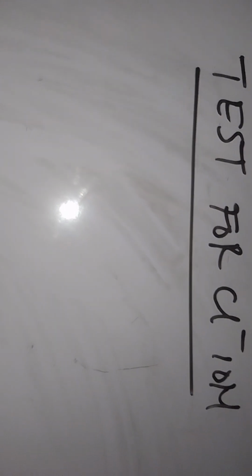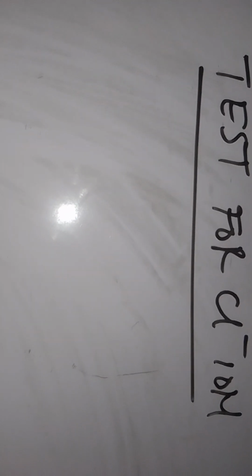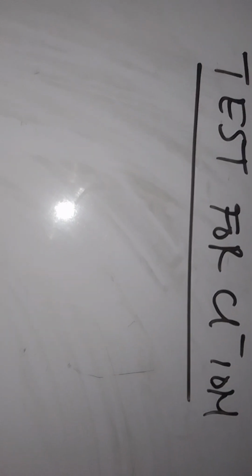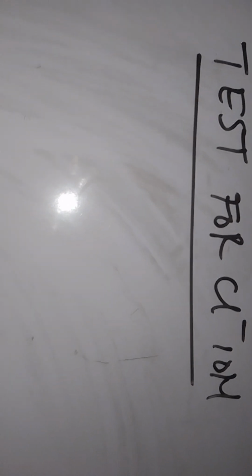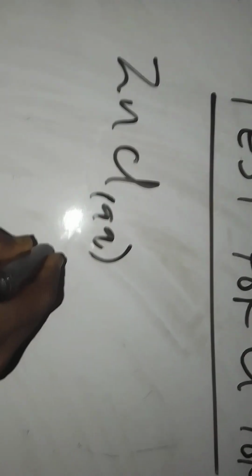Test for chloride ion. You see, chloride ion is tested for by converting soluble chloride to an insoluble chloride. All chlorides are soluble in water. The only 3 exceptions are silver 1 chloride, mercury 1 chloride, lead 2 chloride. But lead 2 chloride is soluble in hot water. It's only insoluble in cold water. So now, if we have zinc chloride, by the time we add water, it becomes aqueous.